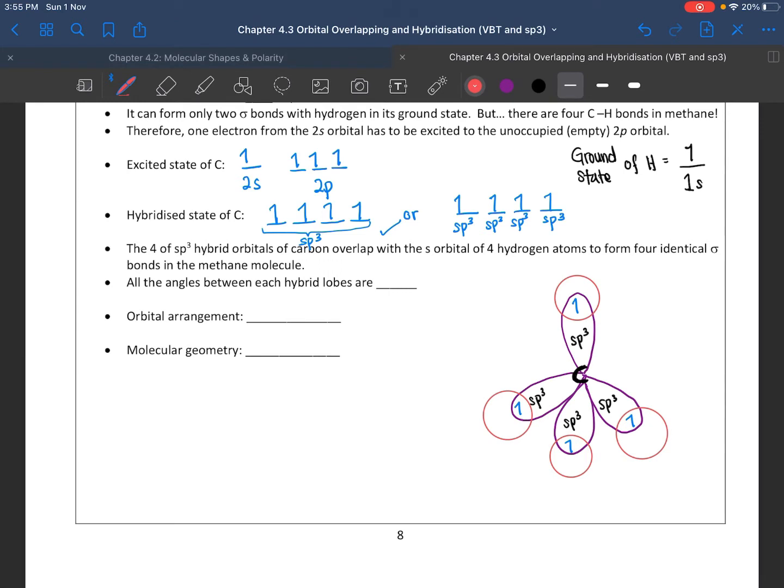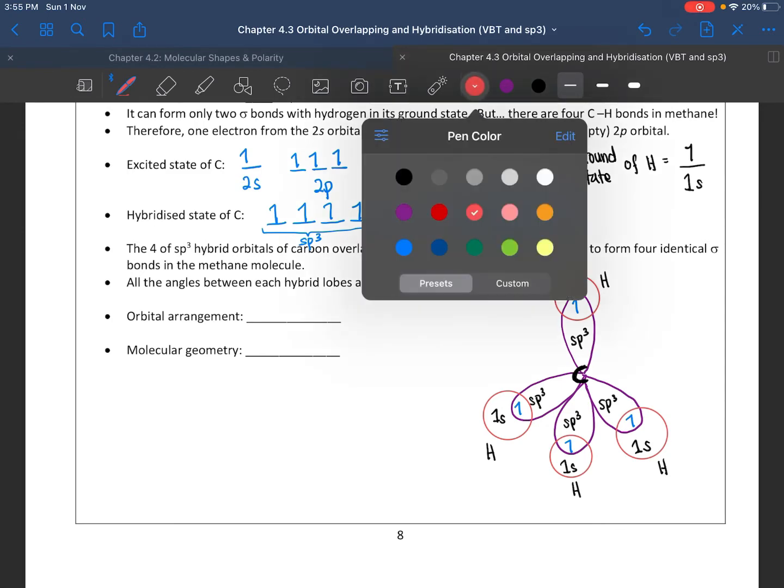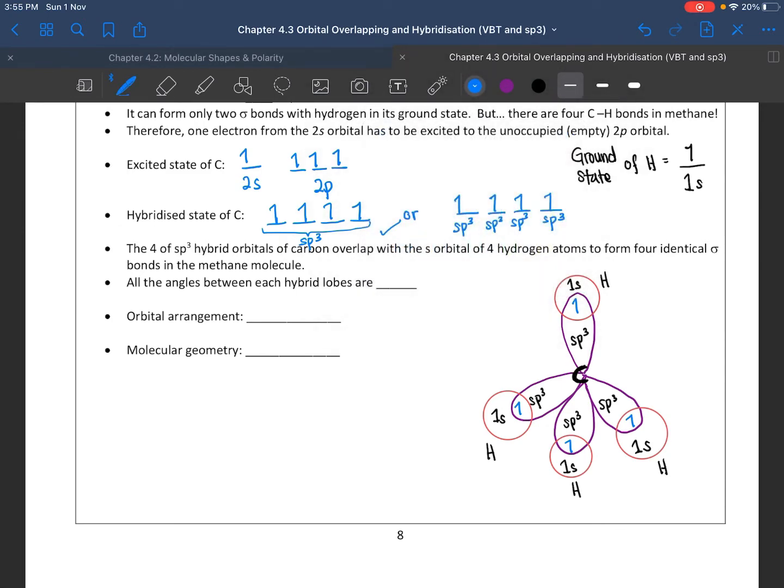So, sekarang kita nak label. Ini adalah hydrogen, hydrogen, hydrogen, hydrogen. And the orbital is 1s, 1s, 1s, 1s. And 1s orbital ni ada 1 electron. So, kita kena isi 1 electron dalam setiap lobe. Okay, so kita pun isilah.